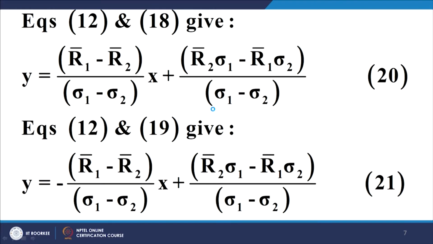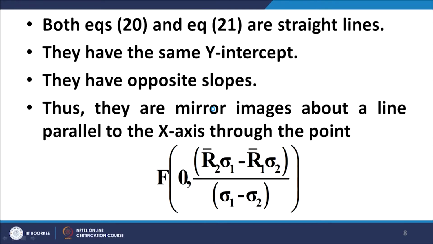So, these are the three features of the portfolio possibilities curve. Now, it is not a curve, it is a pair of straight lines. In fact, a portfolio possibilities curve becomes a pair of straight lines when the securities are perfectly correlated. The first equation holds in the region where equation 18 holds, and the second equation holds in the region where equation 19 holds. These are the salient features of the case of perfectly correlated securities. Both 20 and 21 are straight lines.